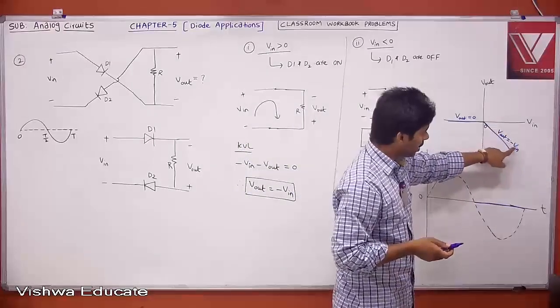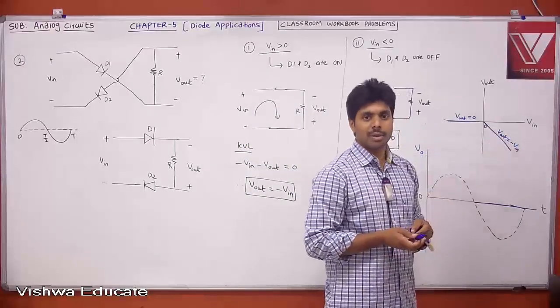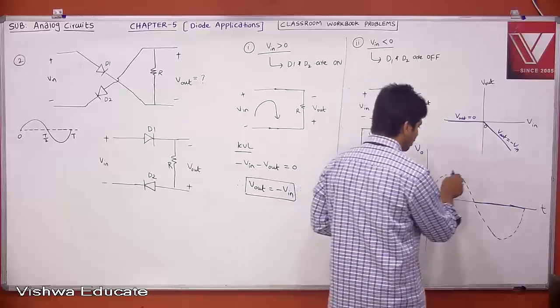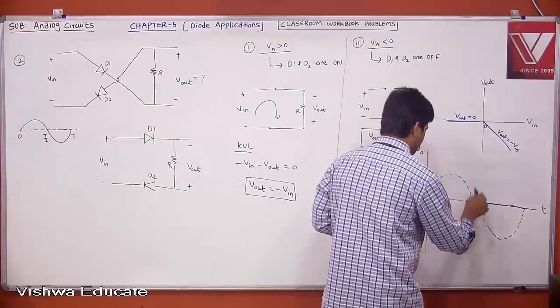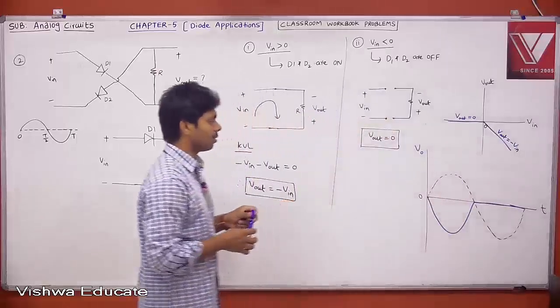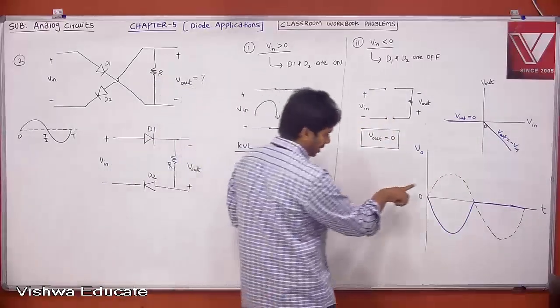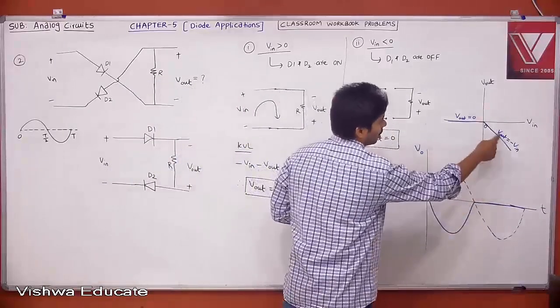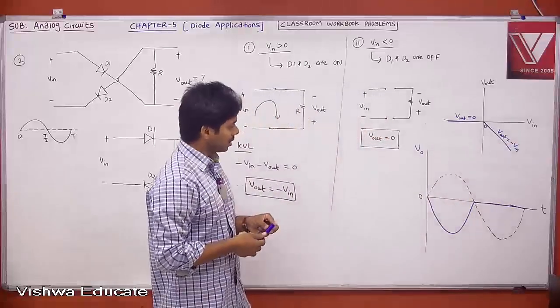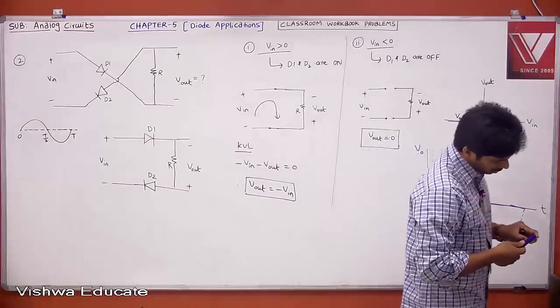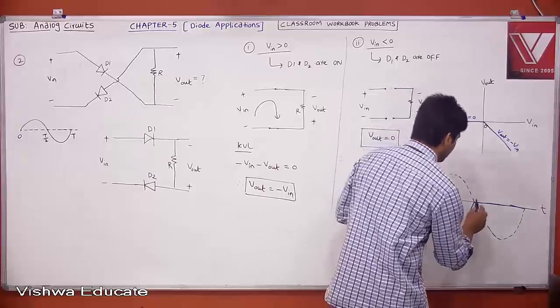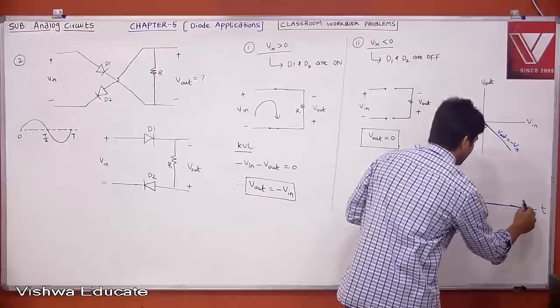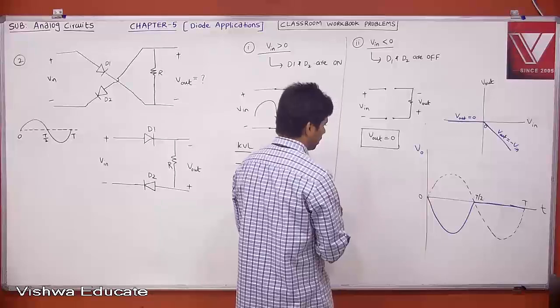For the positive value, when V in is greater than 0, what is your output? Same as your input but exactly opposite. This is what you get, this is your output. The same as your input but in the negative direction, because V out is equal to minus V in. Therefore, what is the answer? Answer is C. This is 0, T by 2 and then T. Therefore, answer is C.